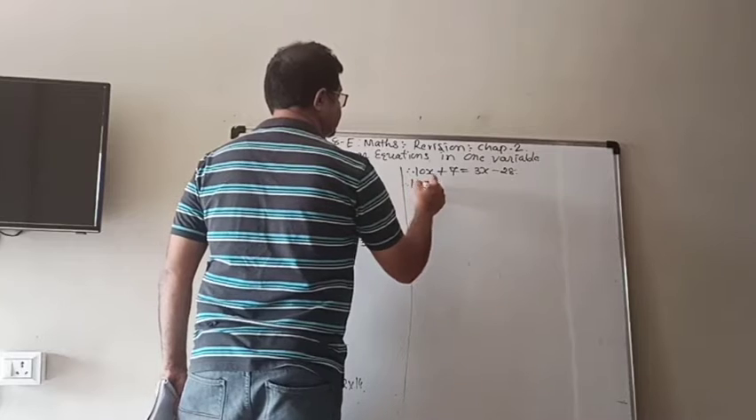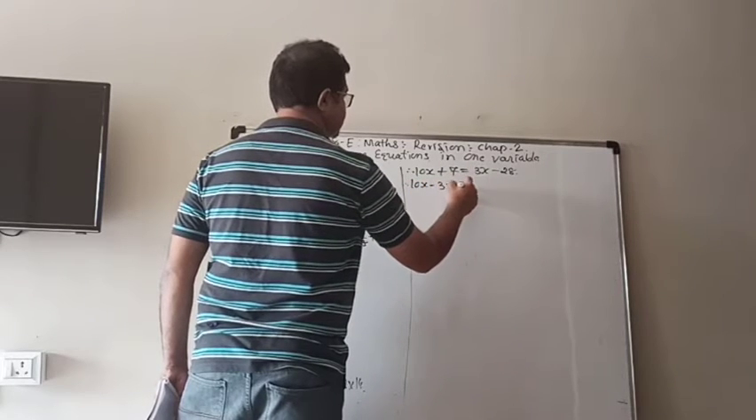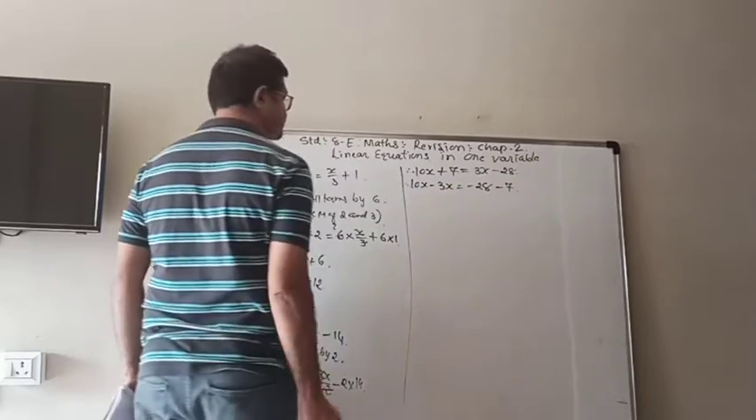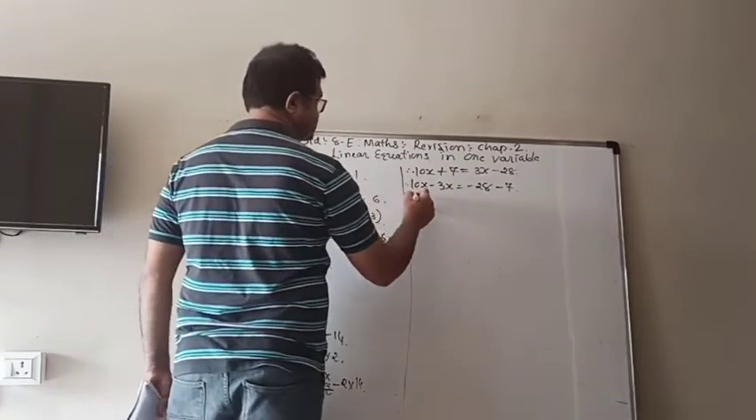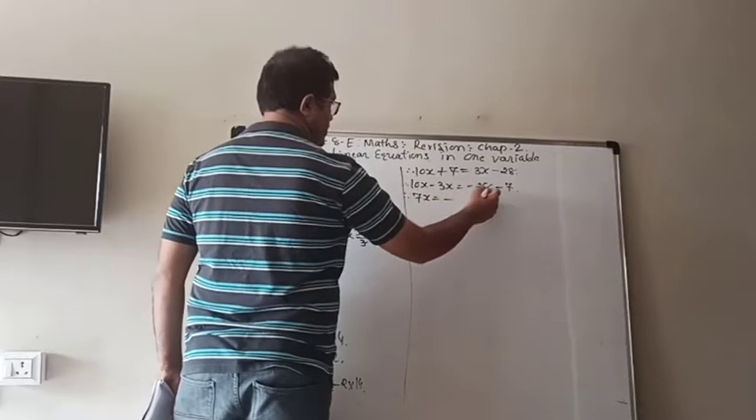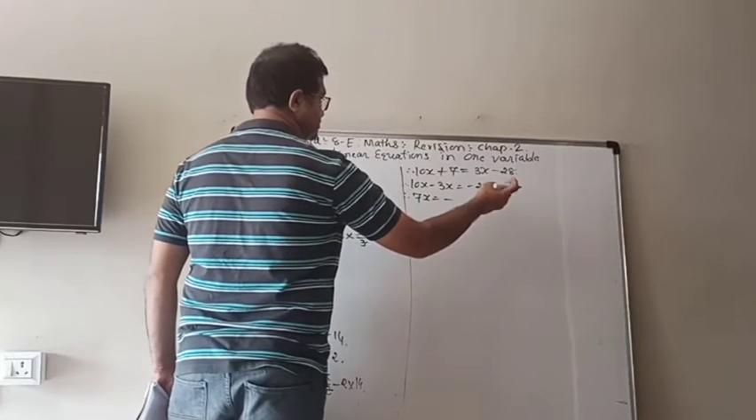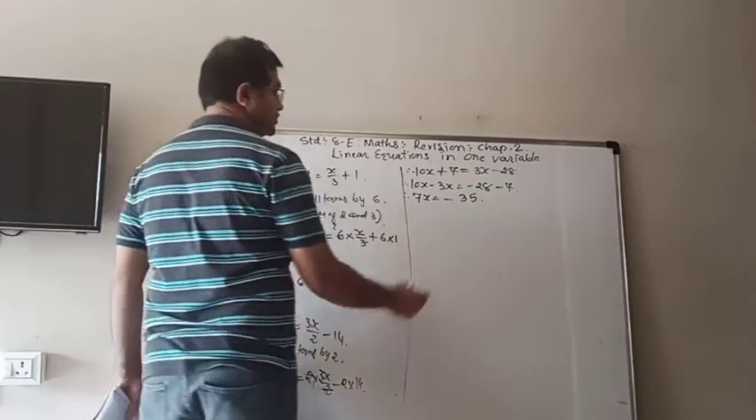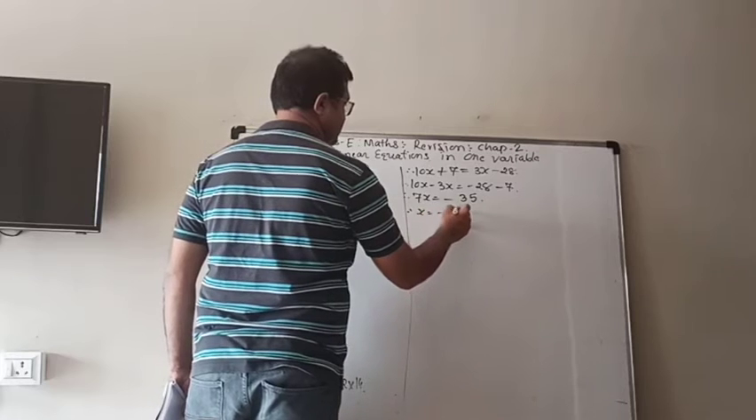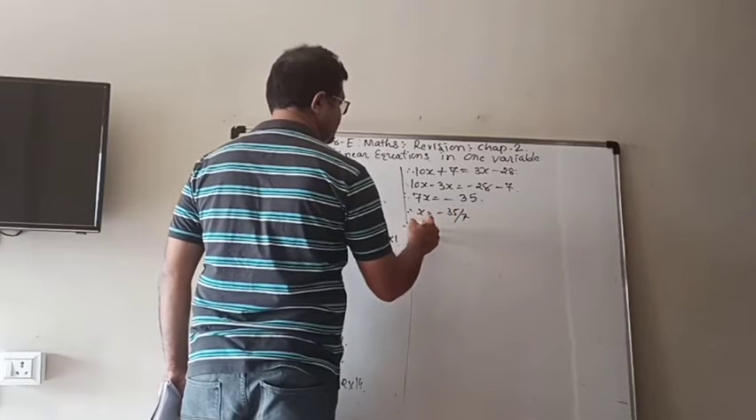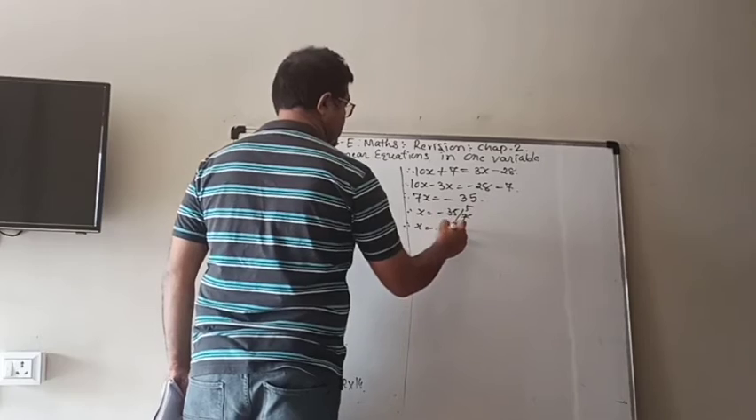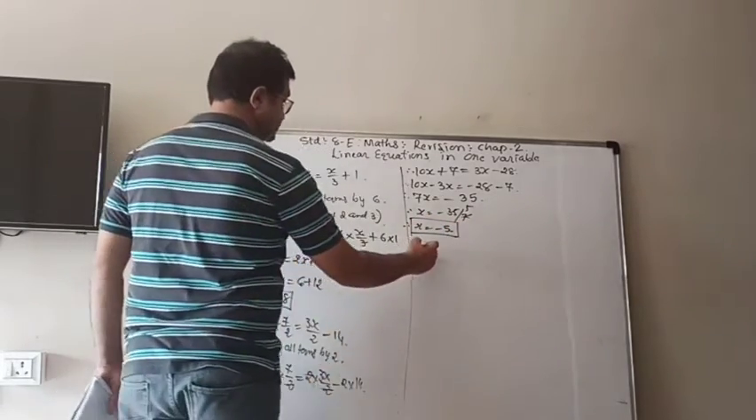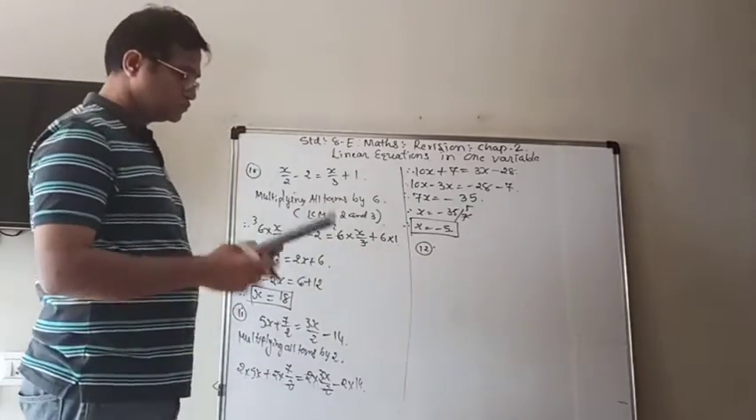So therefore 10x, 3x becomes minus 3x, minus 28 minus 7. 10x minus 3x is 7x, so 7x is equal to minus 35. So now x is equal to minus 35 upon 7, so 7 5s are 35, so x is equal to minus 5. Let's take one more example.